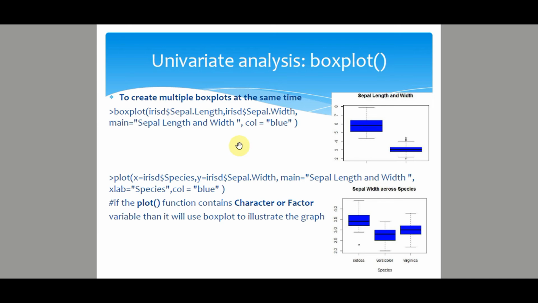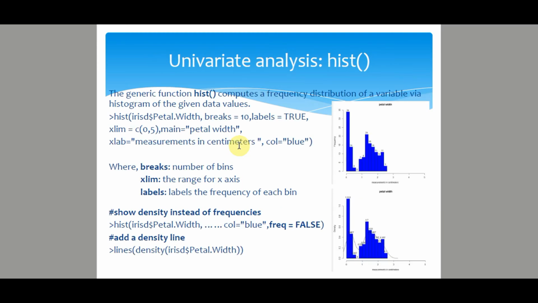Our next example of univariate analysis is the histogram using a hist function. The generic function hist computes the frequency distribution of a variable via histogram of the given data values. To use the hist function, all we need is to define the number of bins, that is the breaks, xlim, which is the range of x-axis, and labels, a logical indicator true or false if we want to label the frequency of each bin. Here, in this example, we have defined the number of frequency distribution buckets in breaks is equal to 10, then the range of x-axis, which is from 0 to 5.